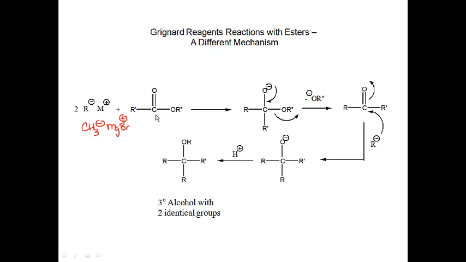Okay, so that is a different mechanism when you react Grignards with esters, because with an ester we have this OR group, which is a potential leaving group, and actually will leave in this mechanism.